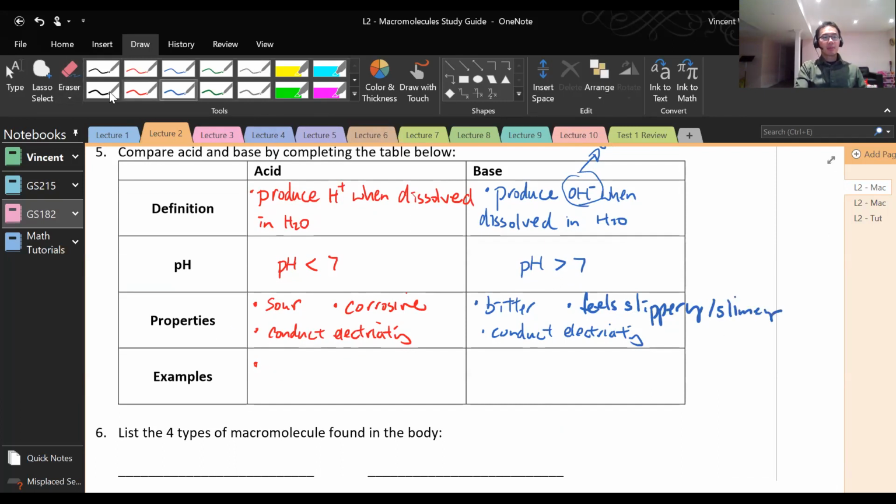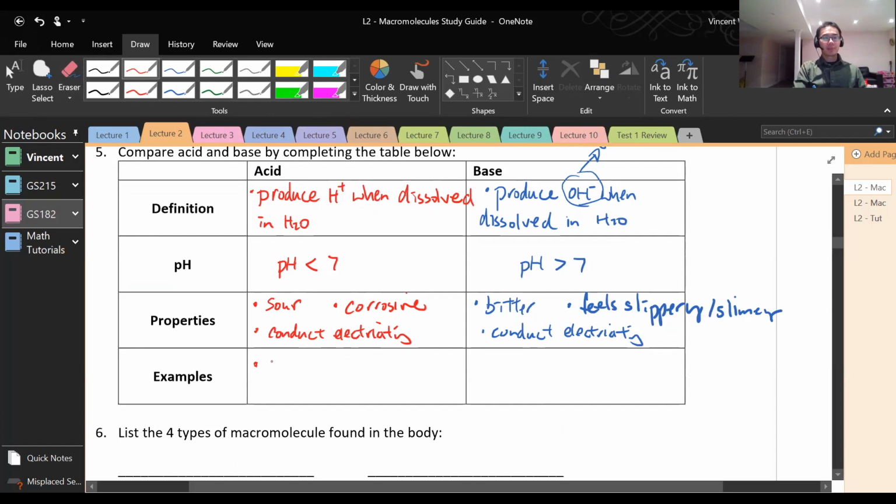Okay, examples. Give me some examples of acid, please, other than orange juice. Anyone else? Vinegar, lemon. Your stomach acid. Yeah. Stomach acid. Anybody actually know what the stomach acid is?